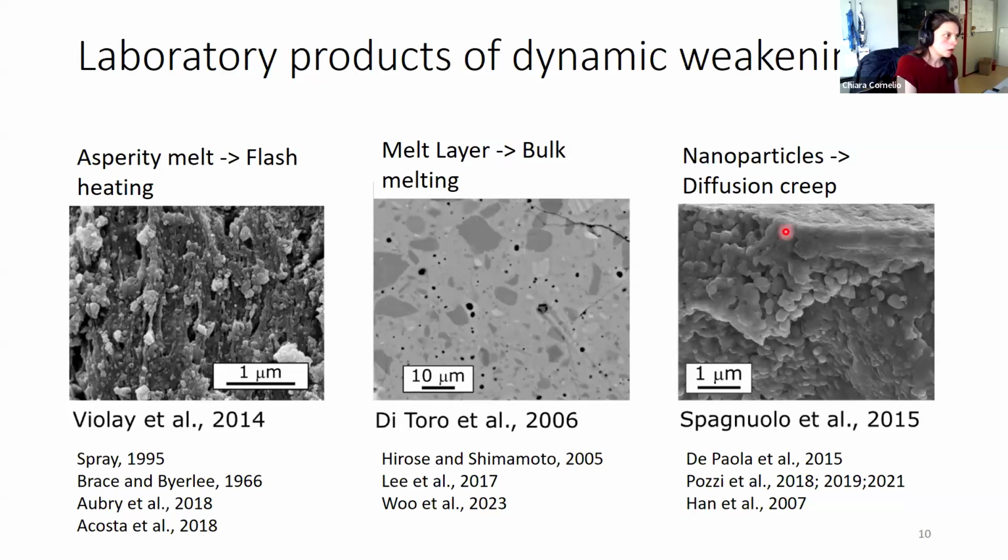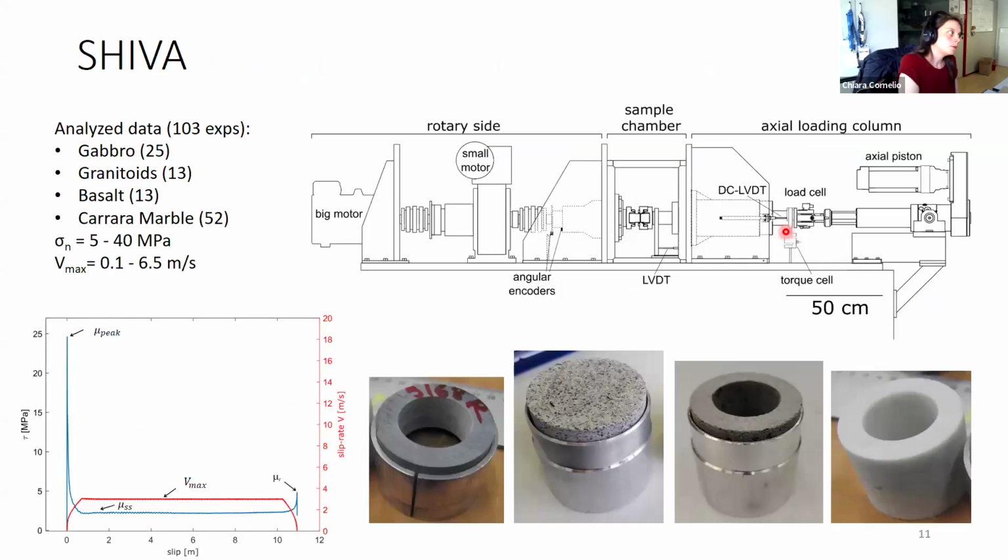So what we decided to do is to take almost 100 experiments performed on Shiva using 4 different lithologies that are gabbro, granite, basalt, and Carrara marble. We took just the classical experiment performed on a rotary shear apparatus in which we impose the evolution of the velocity as a trapezoidal function, and we record the evolution of the shear stress.